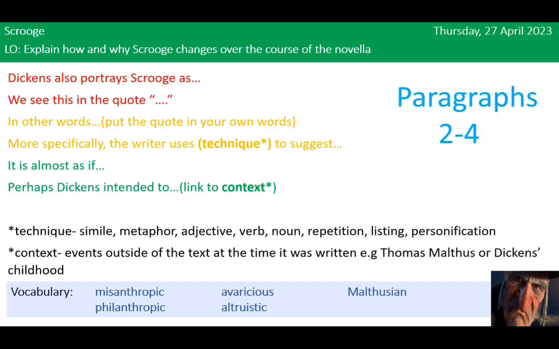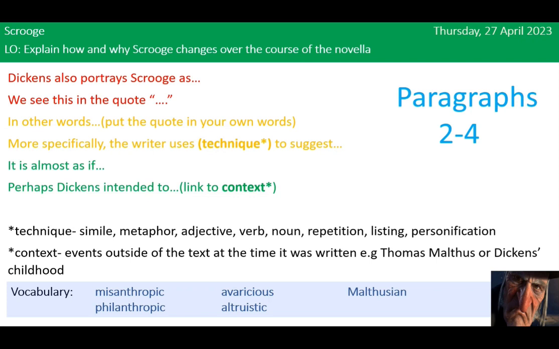For paragraphs 2 to 4, you change it slightly. You can say, Dickens also portrays Scrooge as this. Or furthermore, Dickens depicts Scrooge as this. We see this in the quote, and then you put the second quote in. The paupers should die and decrease the surplus population. For the in other words bit, you need to put the quote into your own words. So you can use one of the notes that we got, really. Then, where it says more specifically, the writer uses a technique to suggest. That's where you put the adjective surplus or the simile flint to suggest this. You need to put the technique in every paragraph.